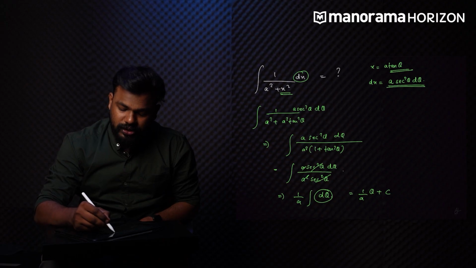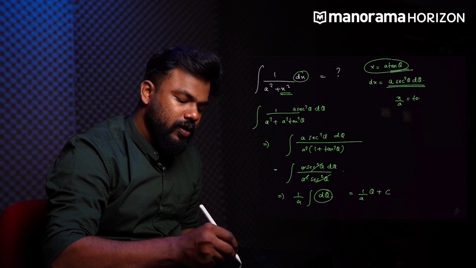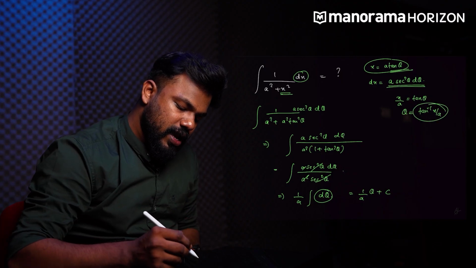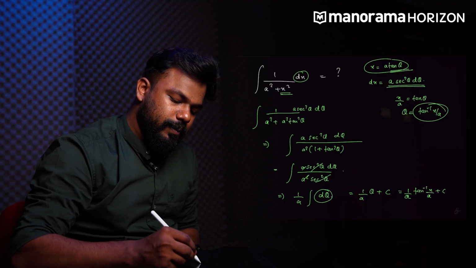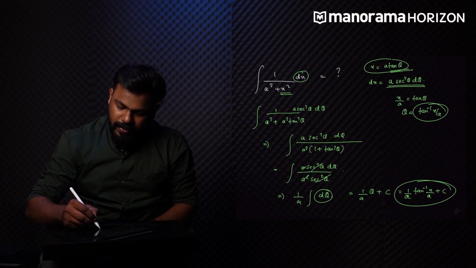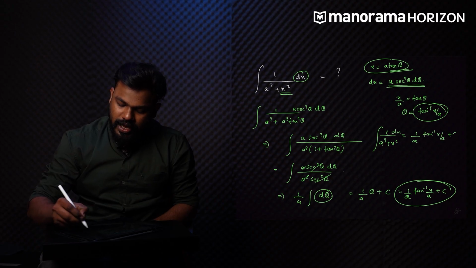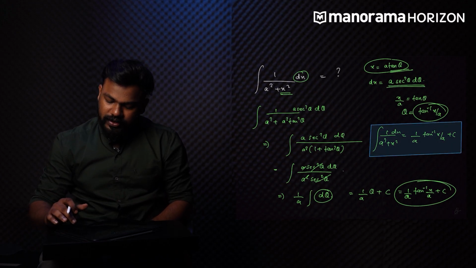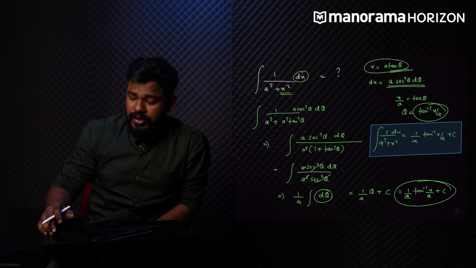Now we used substitution, so we have to go back. x is equal to a tan theta means x by a is equal to tan theta, or theta is equal to tan inverse x by a. So I can also write this as 1 by a tan inverse x by a plus c. So what is the integral of 1 by a square plus x square? It is 1 by a tan inverse x by a plus c. This is how we find the integral for this particular function.